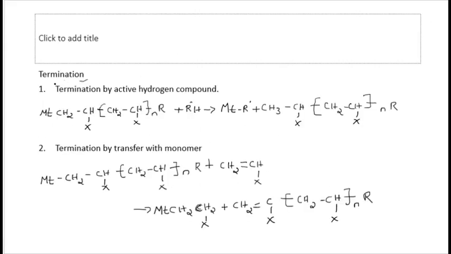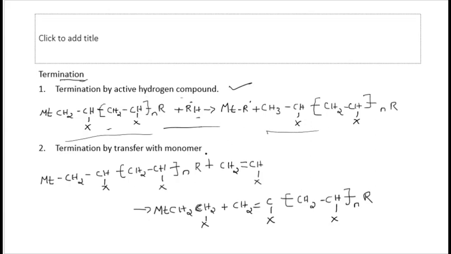Next we can discuss termination. There are 3 types of termination in coordination polymerization. First is termination by active hydrogen compound. This is similar to the chain transfer mechanism. This is the growing chain. When it reacts with this, the hydrogen is abstracted by the growing chain, and thereby the chain growth stops. This is termination by hydrogen compound.